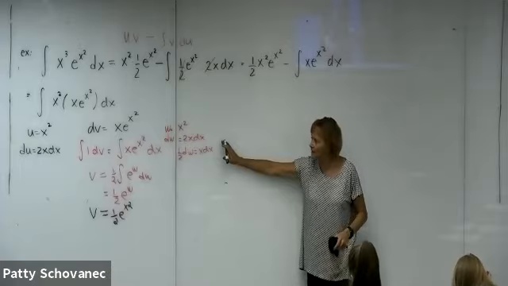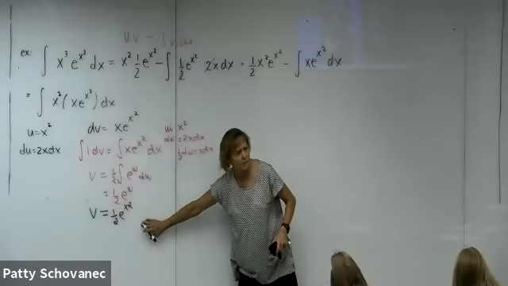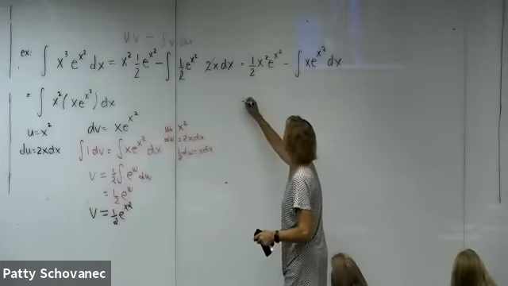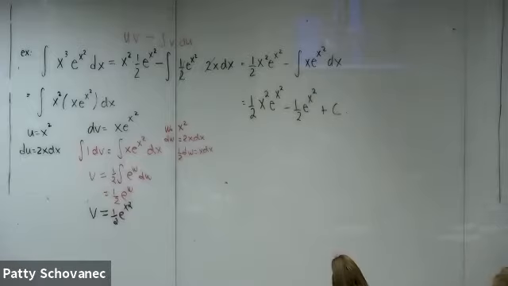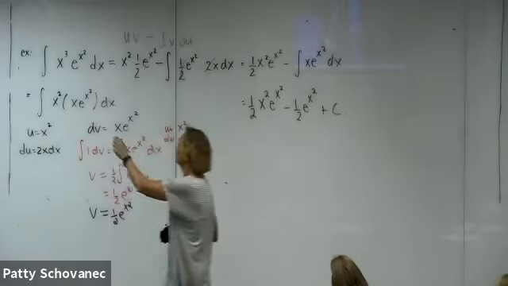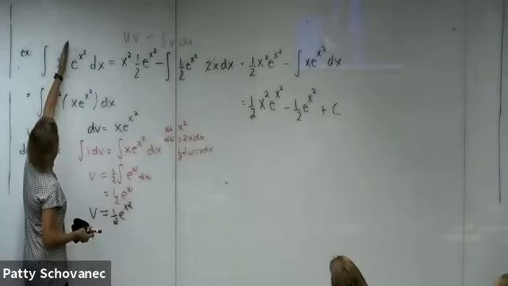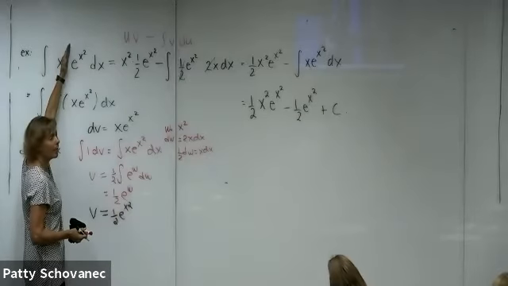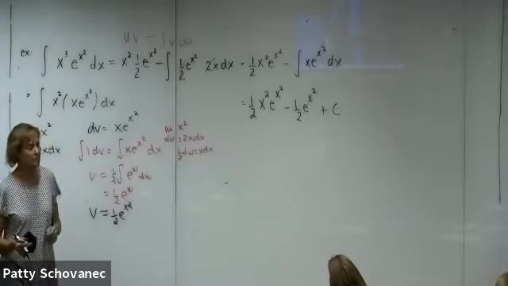I just integrated x e to the x squared and got that. So I'm going to do it now. And that's what we were looking to get. The point of that one was sometimes you can't just look at it and say one of the terms is u and one's dv. You have to know how to integrate that other part. You had to know you needed an x.